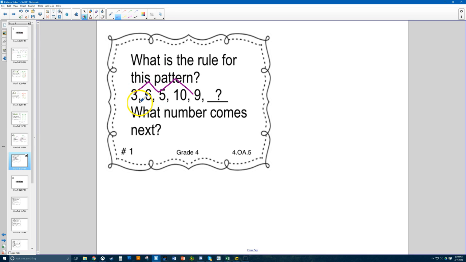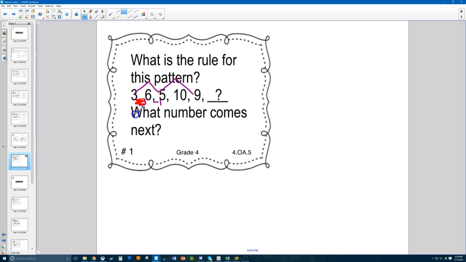So here, let's say, it looks like maybe I am adding 3, then subtracting 1. But when I go to add 3 to 5, I don't get 8. It seems like I'm getting a 10. So maybe the pattern at the very start was not add 3. Maybe I'm actually using multiplication.